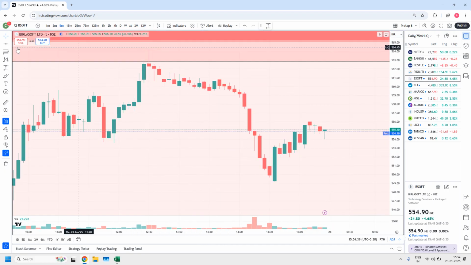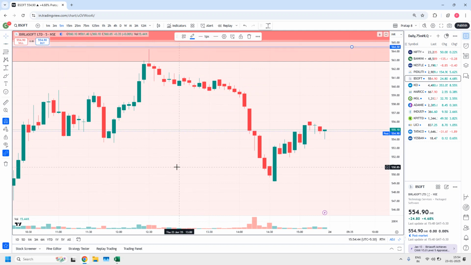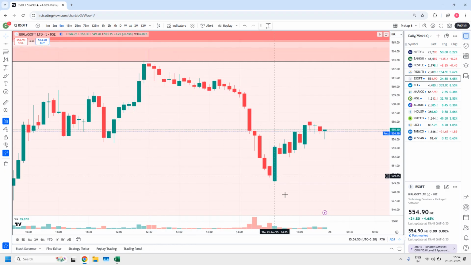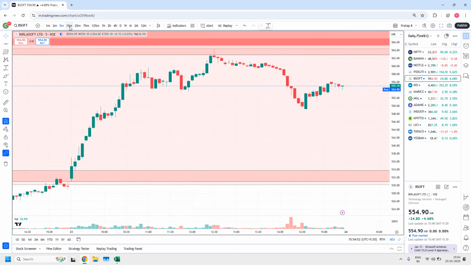Even if you add your entry buffer, it comes somewhere here, like this. Narrowly we missed the trade. Otherwise, it would have given a very good profit today. It achieved the 15 minutes.